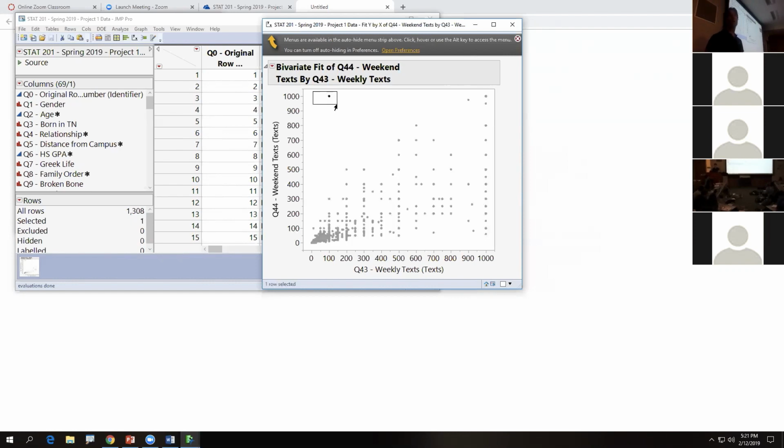And then would we pass or fail the no outlier condition? We would fail. And I would say there is an outlier, and so we fail the condition. The outlier, and I would circle it, and I would say a person who has 100 weekly texts and about 1,000 weekend texts. That's very clear. This person is an outlier. We fail the condition. QQ, straight enough, no outliers.